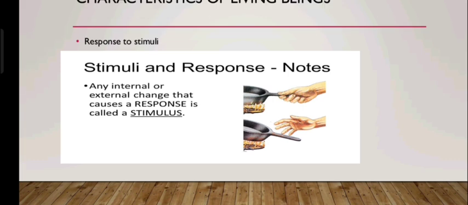For example, if we touch a hot object, we will immediately withdraw our hands. In this picture you can see a man touching a hot object. After that he is immediately withdrawing his hand, right? So here the temperature, or that hot object, is the stimulus, and withdrawing his hand is the response. Understand? Like that, when we feel hungry, we eat. Hunger is the stimulus, eating is the response. This is in animals and human beings.